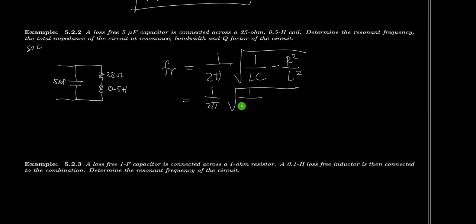L is 0.5 times the capacitance, 5 microfarad times 10 to the negative 6. Then minus R squared, so 25 squared all over the inductance, 0.5 squared. And that will be our resonant frequency. The resonant frequency will be equal to 100.34 hertz.